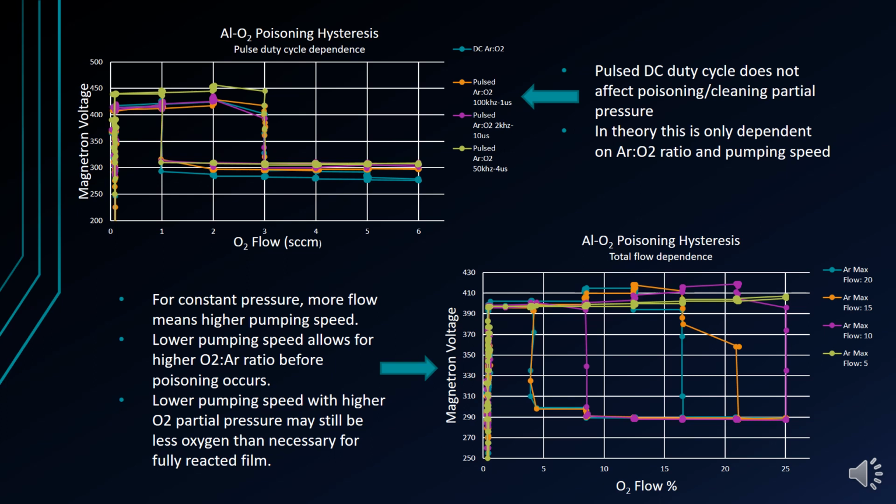The figure at the top left shows that for the aluminum oxygen system, the pulsing duty cycle does not affect when a target will poison. This makes sense, as it should only be dependent on oxygen partial pressure and pumping speed.